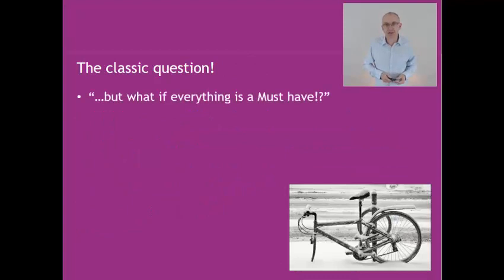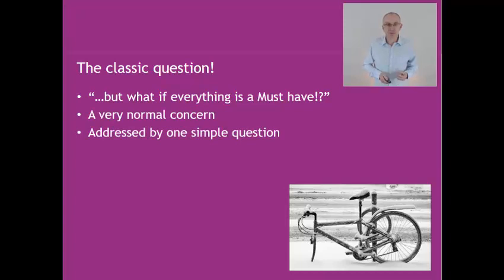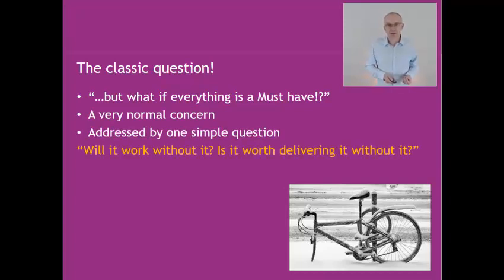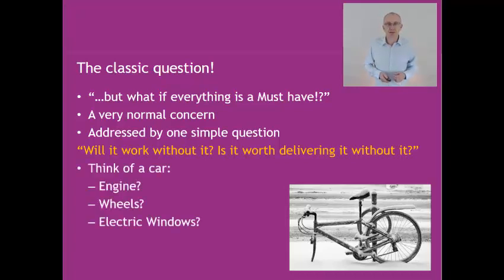So what is the classic question I hear all the time, and anyone using MoSCoW is used to this? Everything seems to be a must-have. Well, very normal concern, but the good news, it's not true, and it's addressed by one simple question. And the question is, will it work without it? If I give you something that doesn't have that one particular thing, do you want any of it? And that's the key question. Without that one thing, you don't want anything, therefore it's a must-have.